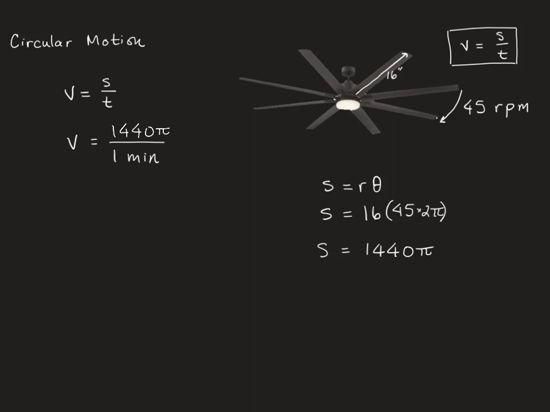1,440 pi is my arc length, and my time is 1 minute. If I simplify the fraction, instead of over 1, I can just write the 1,440 pi. And then I have per 1 minute or per minute. So the velocity of this speck of dust is 1,440 pi inches per minute.